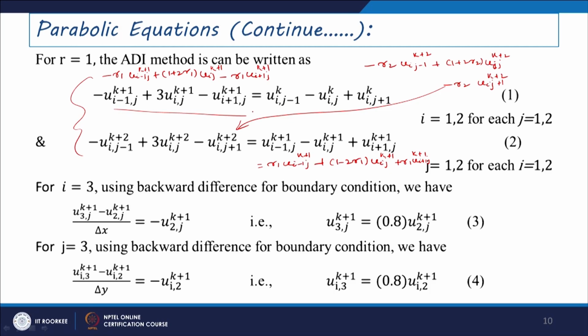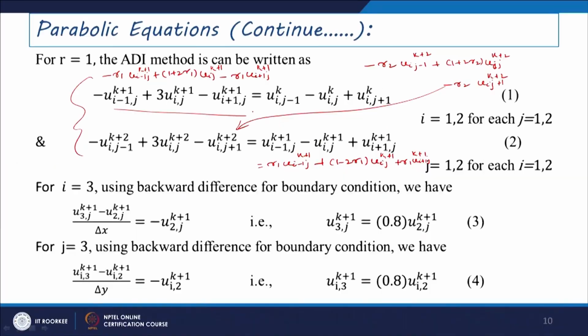Similarly, the right hand side you can get from equation number 12.3. Once we use i equals 3 with a backward difference for the boundary condition, we have u(3, j, k plus 1) minus u(2, j, k plus 1) by del x as minus u(2, j, k plus 1). From there, the boundary point u(3, j, k plus 1) can be obtained in the form of 0.8 u(2, j, k plus 1).